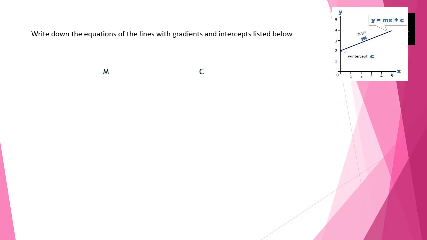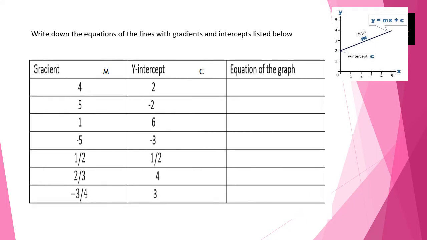Your question is, write down the equations of the lines with the gradients and the intercepts listed below. Here is a small table. The gradient m is given, the y-intercept c is given. So you have to join this m and c and write the equation of each graph. I have done a few for you. You can continue the rest.